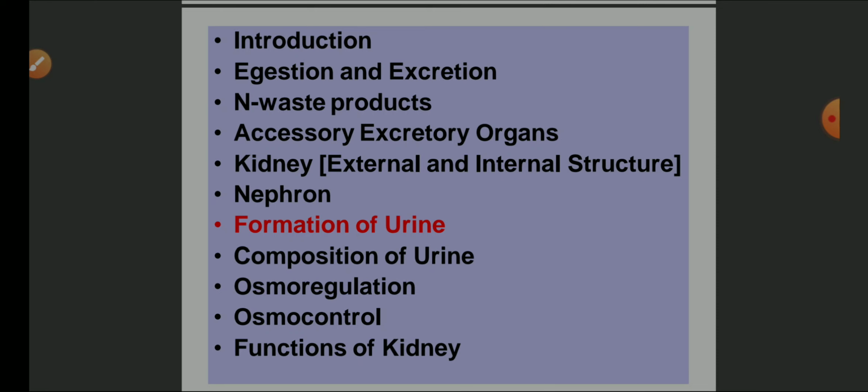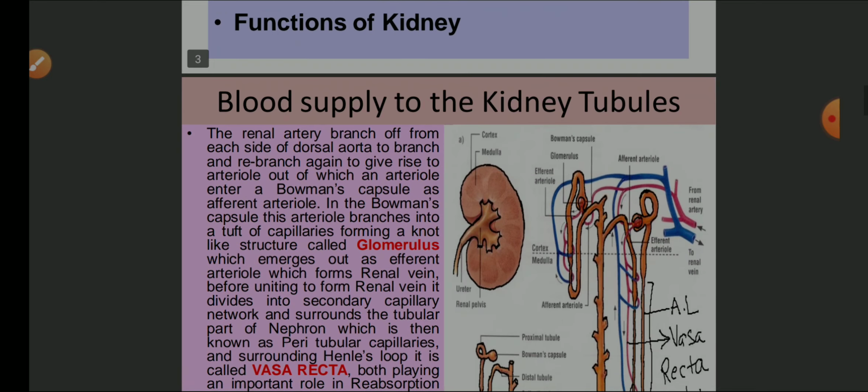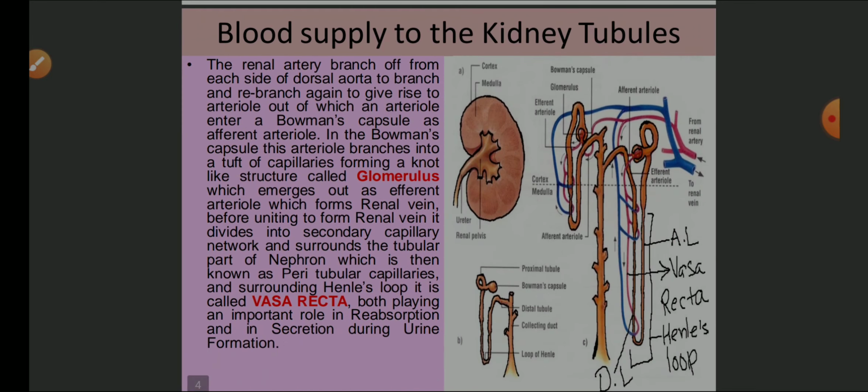So let us see the formation of urine, but before we see the formation of urine, you should know the blood supply that is occurring inside the kidney. So how is the blood supplied to the kidney? How is the blood entering inside the kidney? As you know, right ventricle is supplying blood to the various parts of the body through aorta. Aorta runs down as dorsal aorta.